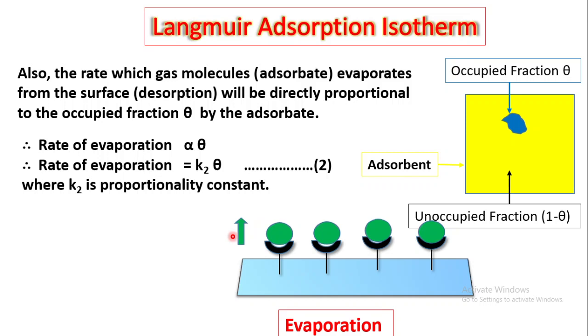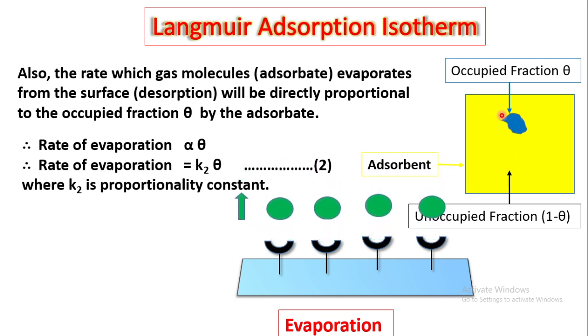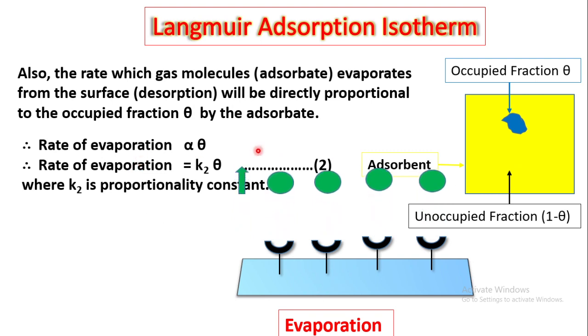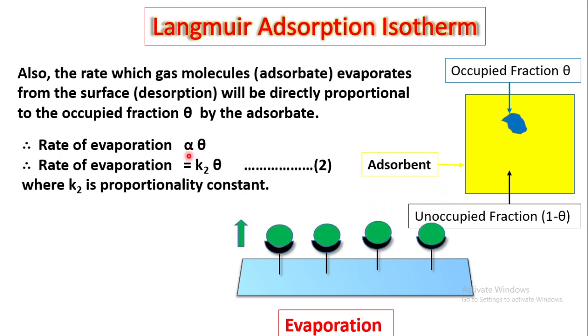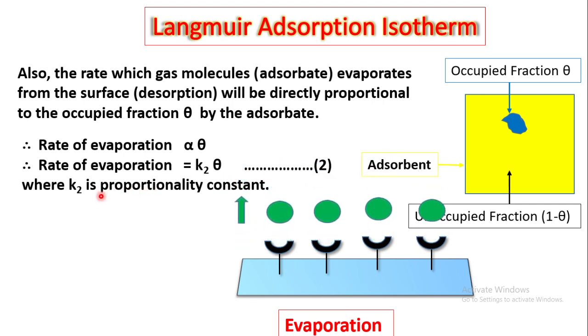Okay, and this evaporation will be as much as the surface of the adsorbent occupied by the gas molecules; the rate of evaporation will be that. So the rate of evaporation will be equal to the occupied fraction. So therefore the rate of evaporation is directly proportional to theta. Simplify this proportionality, then we get rate of evaporation is equal to k2 into theta.